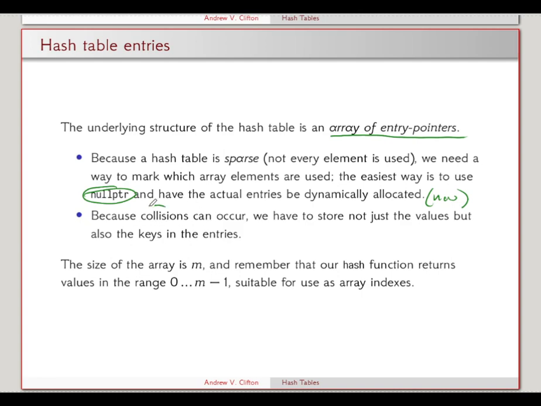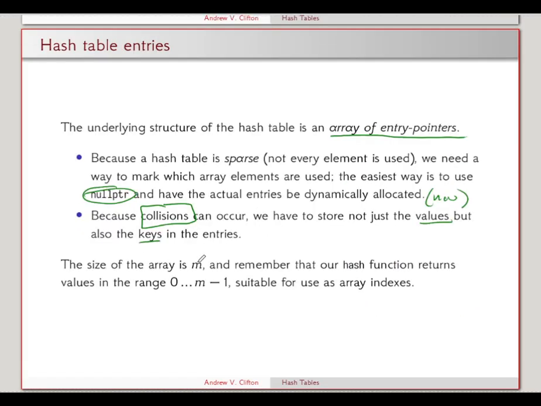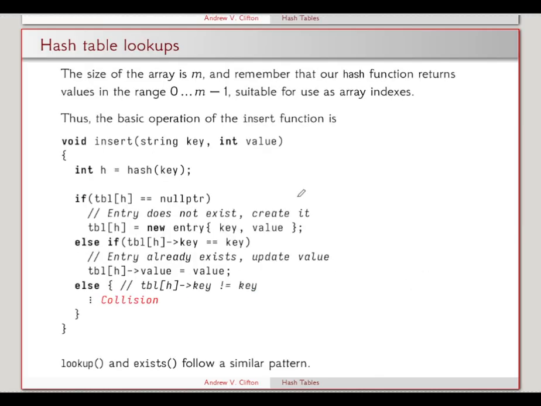Now, remember that collisions are two different strings that hash to the same value, and they're not a bug. They're always a possibility in what we're doing. So in order to detect collisions, we have to store not just the values, but also the keys. That's why our structure has both key and the value in it. The size of the array is m, and our hash function returns 0 to m minus 1, such that we can use them as array indexes.